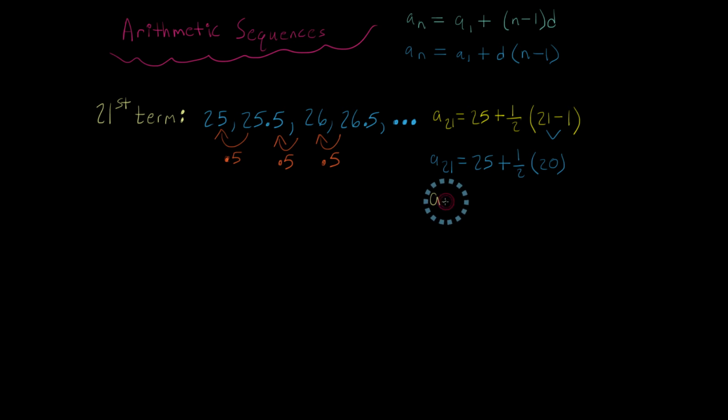All right, so a sub 21 is equal to 25 plus, well, half of 20 is 10. So a sub 21 is equal to 35. So that tells me the 21st term is going to equal 35 in this case. And I'm going to rebox that up. Cool. Let's look at one more.